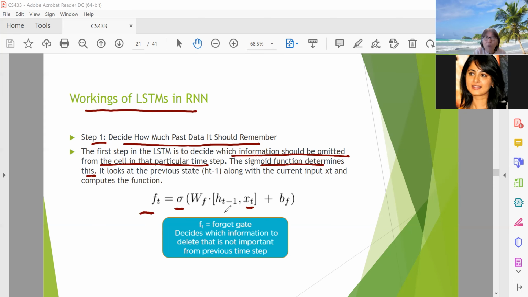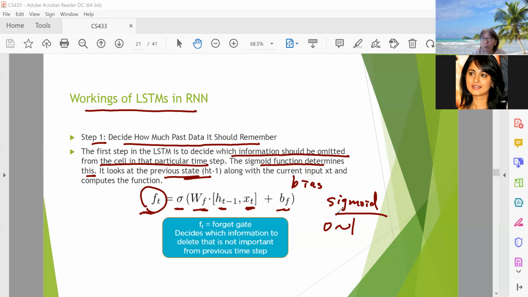Here you have the current input. This is the previous state, the previous state's output. This is the weight, and this is a bias term. Then you apply the sigmoid, and this will give you some output. The sigmoid generates some output between 0 and 1.